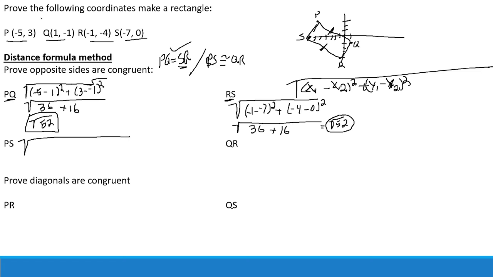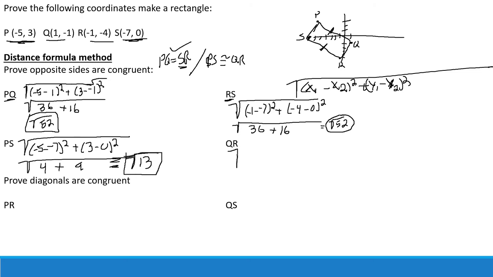So PS, so P and S. So my x's go first, so -5 minus -7 squared plus 3 minus 0 squared. Doing some mental math here, that'd be -5 plus 7, which would be 2 squared, which would be 4. It would be 3 squared, which is 9. And 4 plus 9 would end up giving me the square root of 13. So this would be root 13.